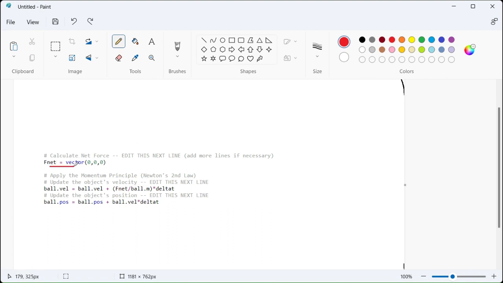And since the net force is zero, as you can see right here, this whole term is going to be zero, which means that the new velocity is just going to be the old velocity plus zero, which means constant velocity the whole way through. Now this line right here is going to take the old position and add the velocity times the change in time to get the new position.